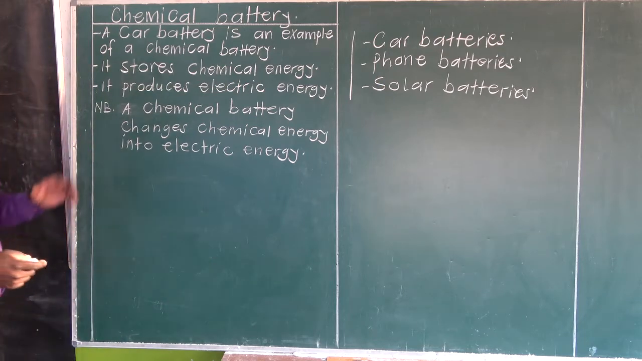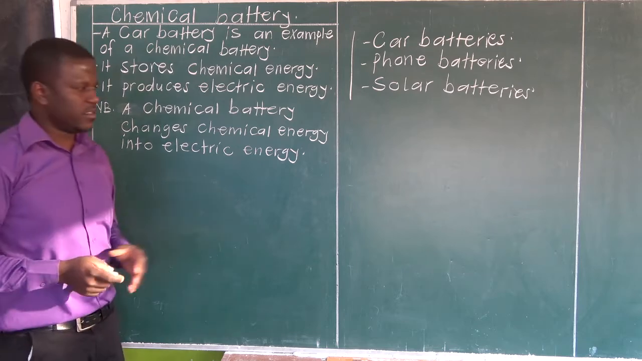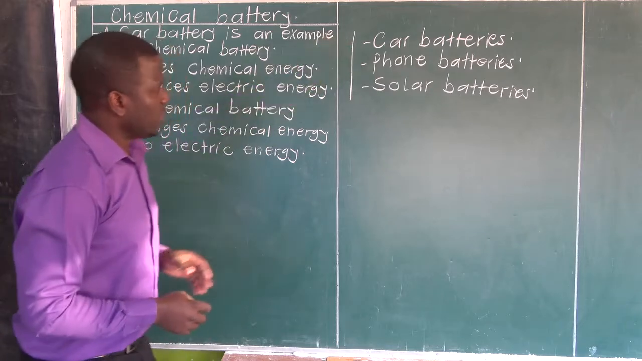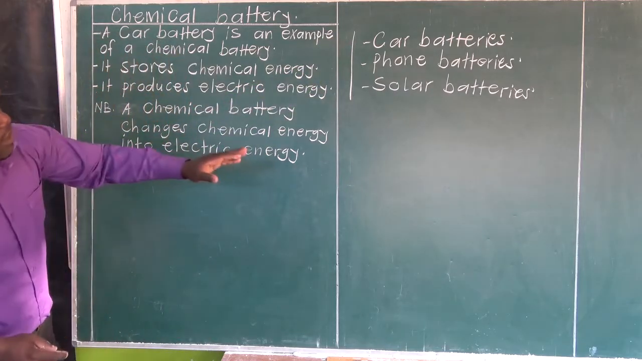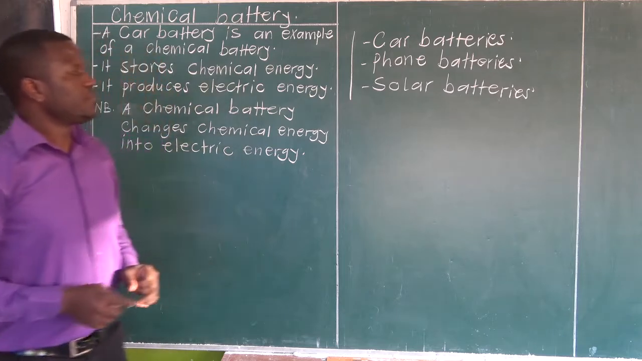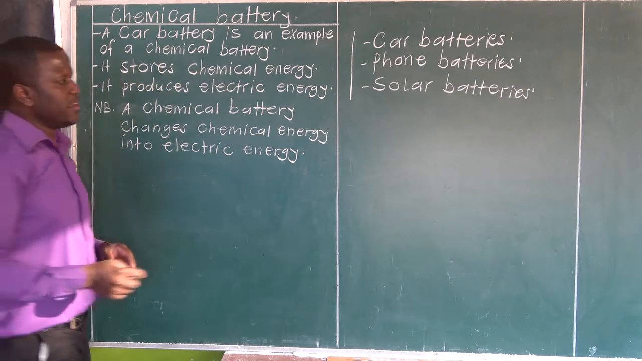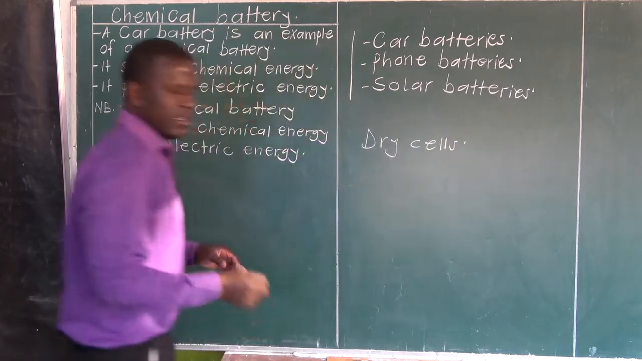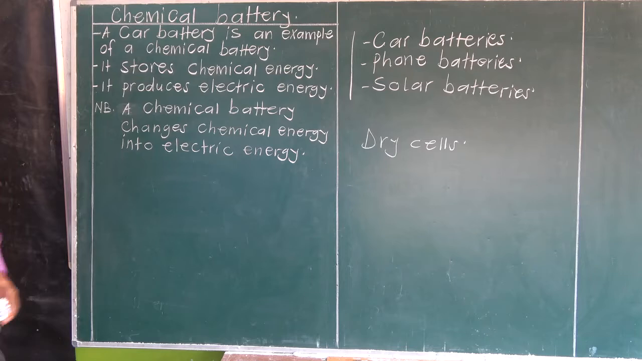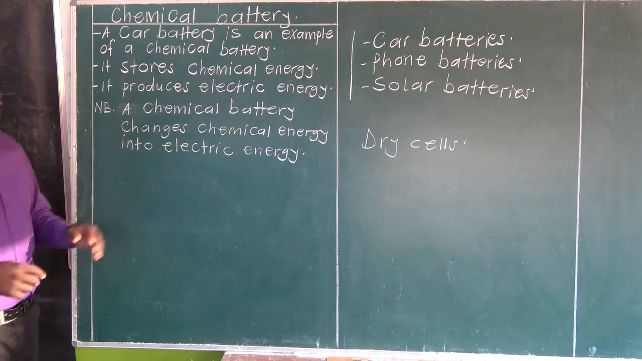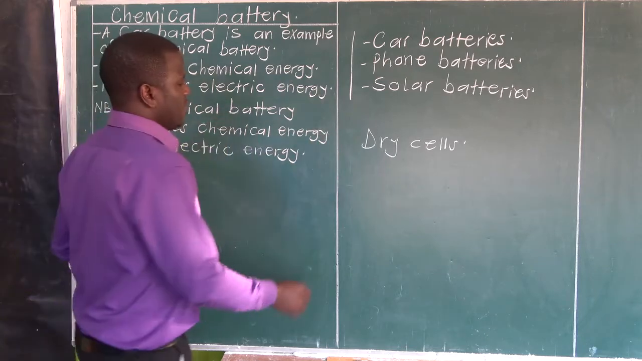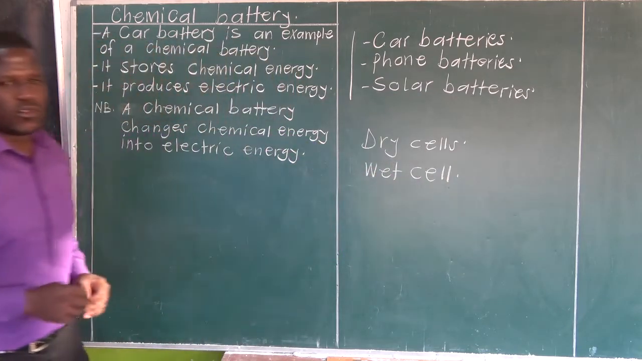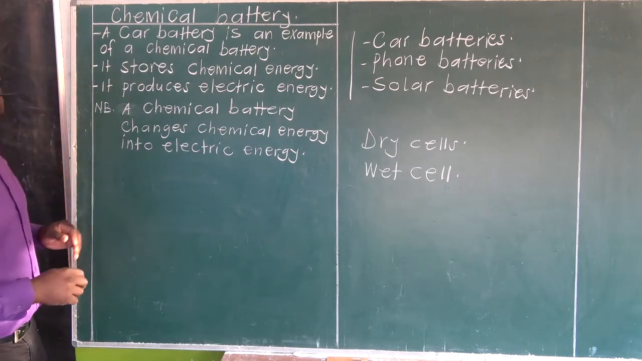Now remember, we are still looking at sources of electricity. We mentioned very many sources. A car battery is a source of electricity, a phone battery, a solar battery. Wind is a source of electricity, even including dry cells. So we looked at all those sources of electricity. We began by looking at a dry cell. After a dry cell, we looked at a wet cell. So today, the next source we are going to look at is the chemical battery.